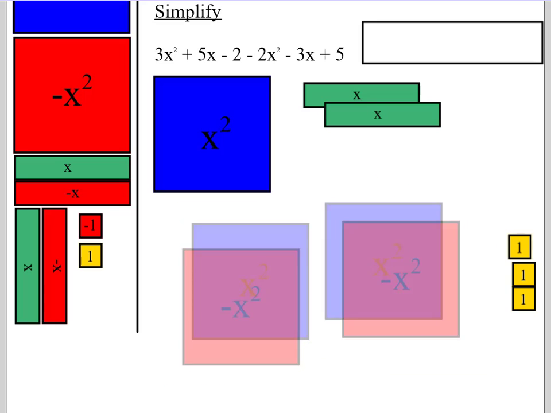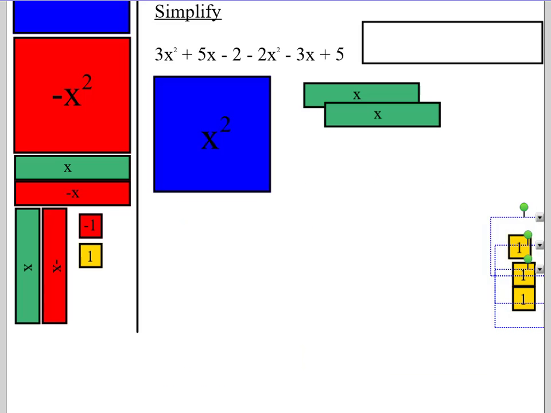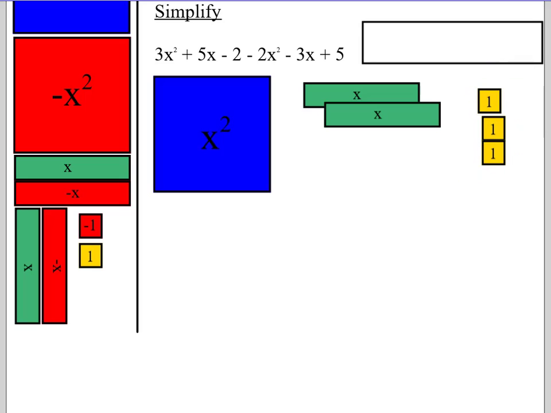And my final answer is whatever's left over. So I have 1x squared, 2 positive x's, 3 positive 1s. Okay, so as you start to do more of this, you'll start to notice these two here, including the sign out front, these two here play together.